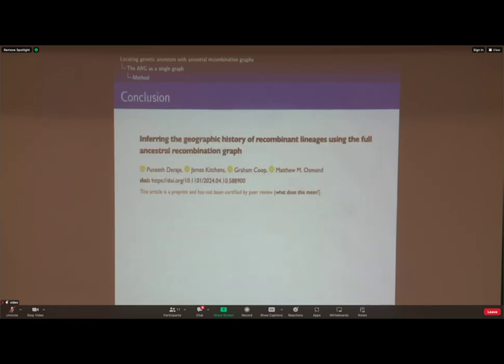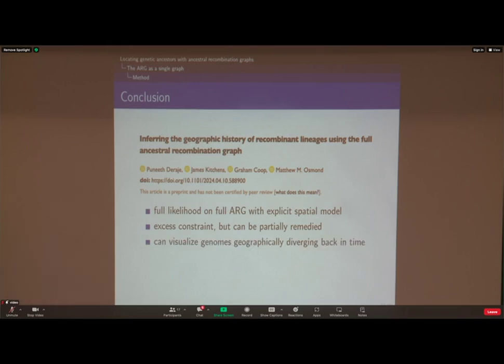Okay, so we have a preprint of this that just went up about a month ago, led by Beneath and James. We have a full likelihood on the full ARG explicit spatial model. There's excess constraint, but we think we can partially remedy this with the windowed approach, or maybe there are more theoretical advances we could take to reduce model misspecification. And the cool thing is we can visualize these genomes geographically diverging.